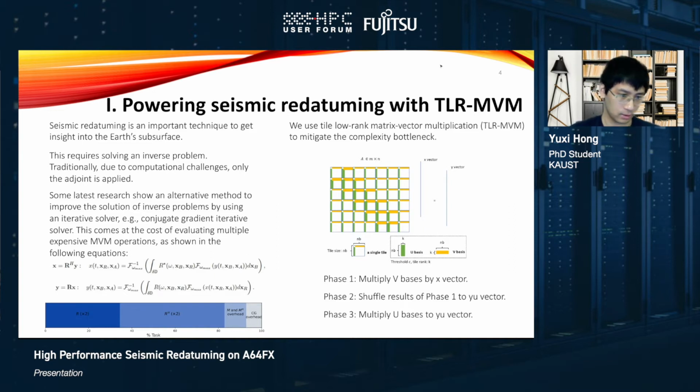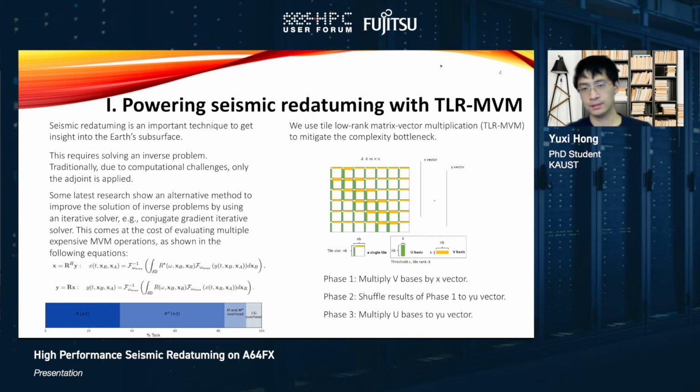The two equations below are inside the iterative solver, and the bar below describes how the time is spent during each iteration. You see that the matrix vector multiplication operation is the most time consuming one.